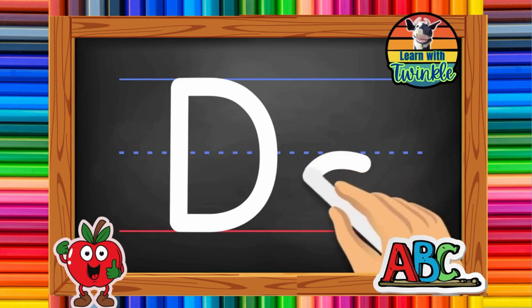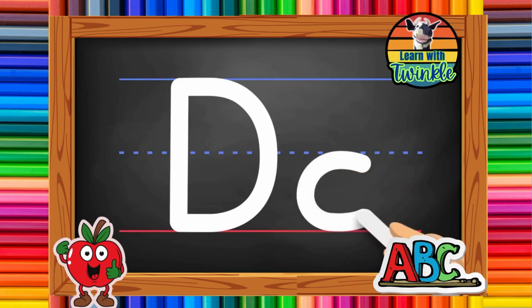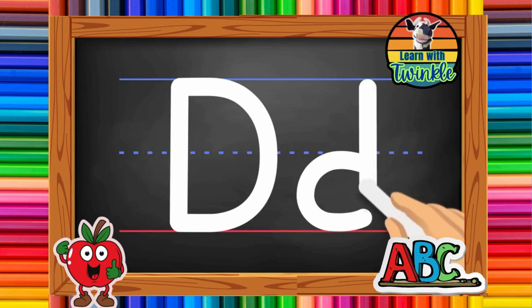Lowercase d. Start with a small circle. Then draw a line going up and back down.